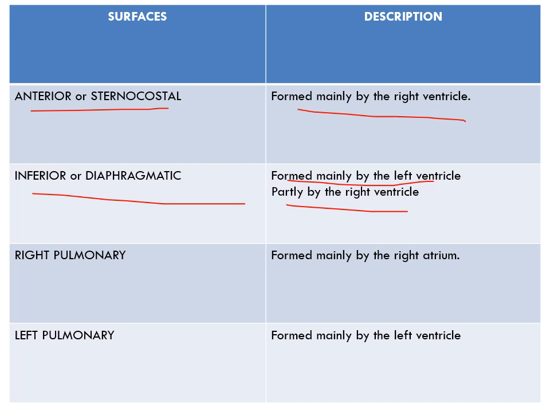Then we have the right pulmonary surface. This is formed largely by the right atrium. It is in contact with the right lung. Then the left pulmonary surface is formed largely by the left ventricle, and it's usually in direct contact with the left lung.